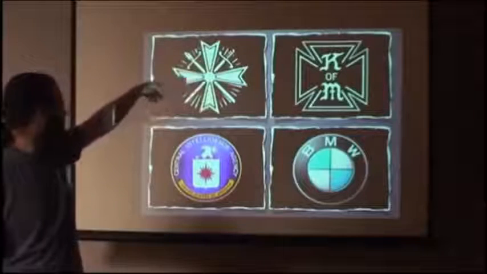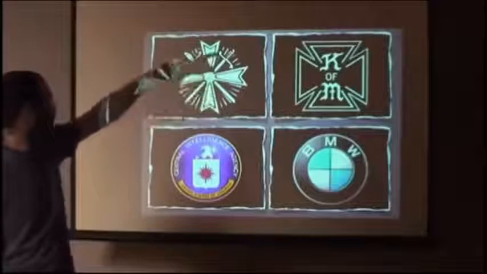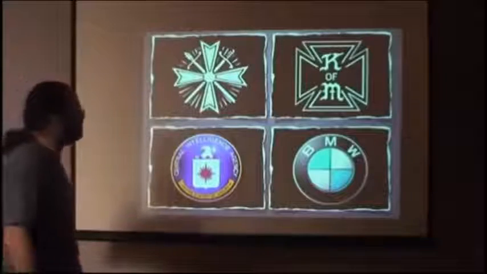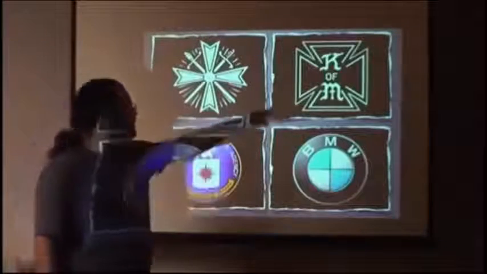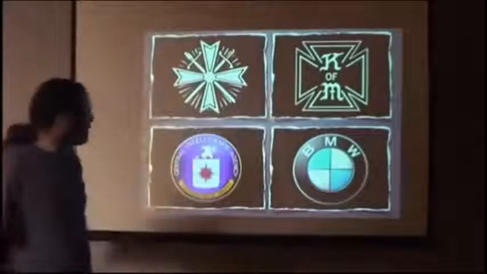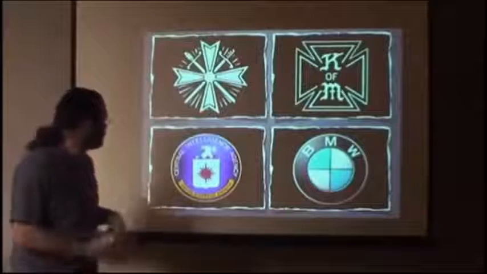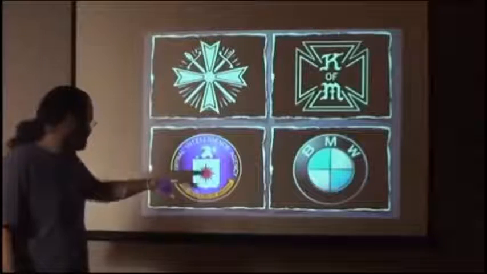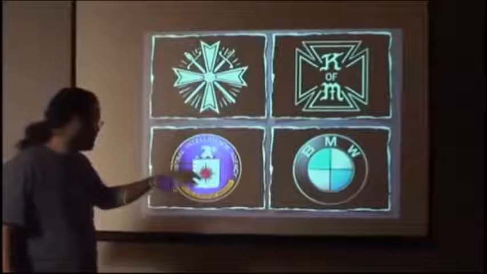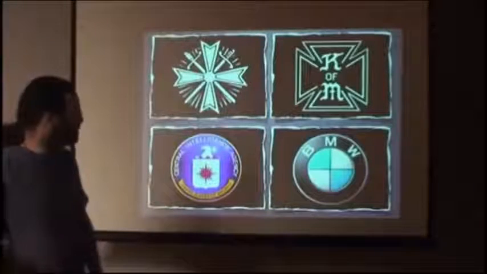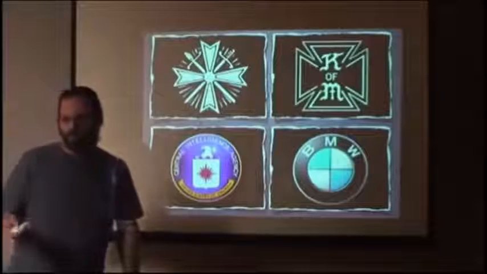You have the cross of the solar system, the equinoxes and the solstices, and then you have the galactic cross, the great cross there, the double cross. Here you have the Knights of Malta's logo, the cross of the zodiac, the equal armed cross. On the CIA, the Central Intelligence, the cross with the sun. And BMW's logo, an equal armed cross, quartered like the zodiac wheel.